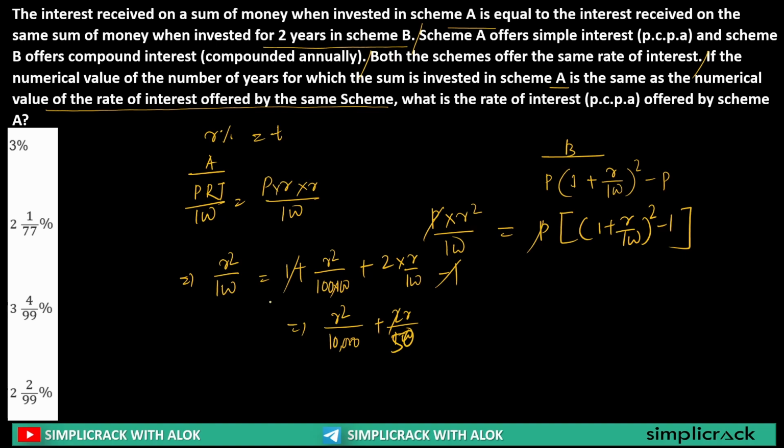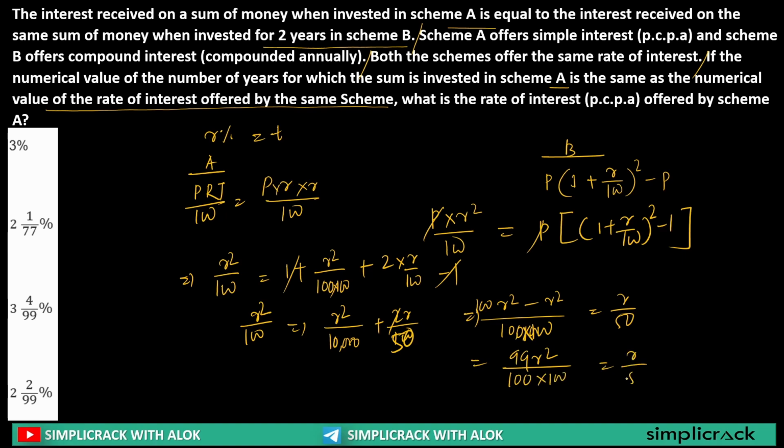Now this is equal to what? R square by 100, right? Yes, sir, this is equal to R square by 100. Now if I take it to that side, it will be R square by 100 minus R square by 100 into 100 is equal to R by 50. Yes, sir, 99 R square by 100 into 100 is equal to R by 50.